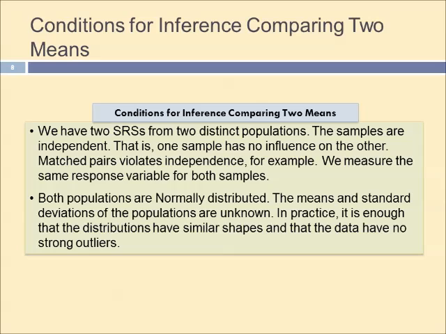Another condition, both populations are normally distributed. The means and the standard deviations of the populations are unknown. In practice, it's usually enough that the distributions have similar shapes and that the data have no strong outliers.